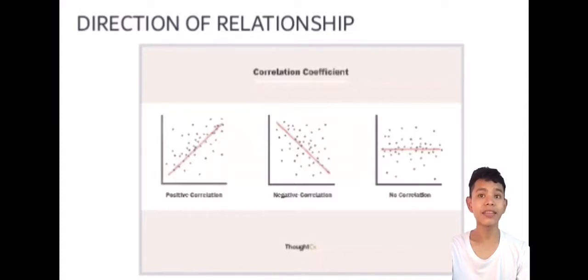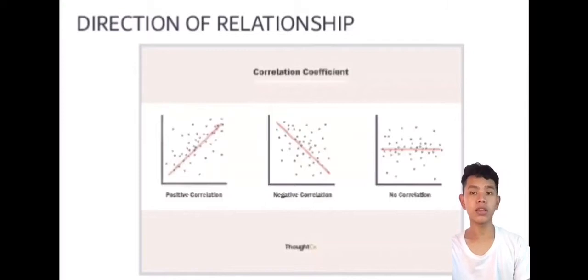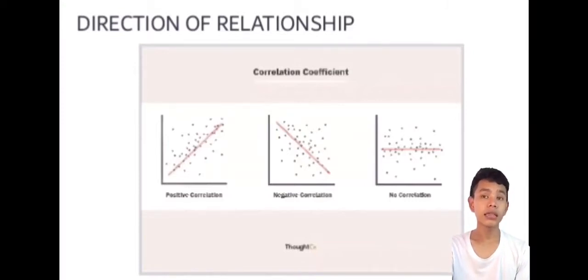So, sa negative correlation naman ay kapag tumataas ang x, makikita natin dyan yung kulay red line ay papunta sa left side pataas. So, kapag tumataas ang x, bumababa naman ang y. So, dito naman sa no relationship o no correlation ay kung makikita natin yung line niya ay nasa gitna lang kasi wala nang kinalaman ang x variable sa y variable.